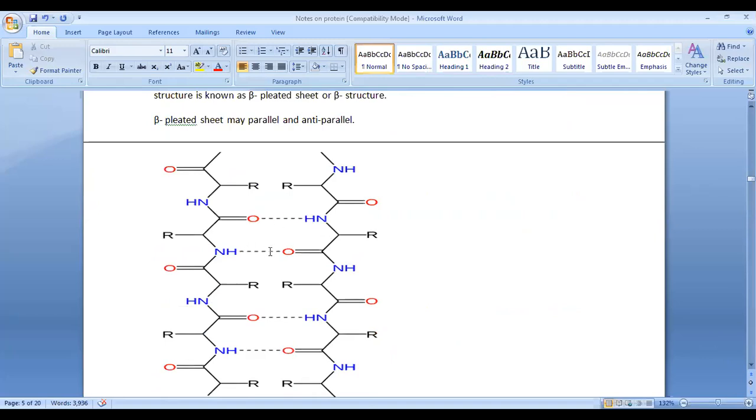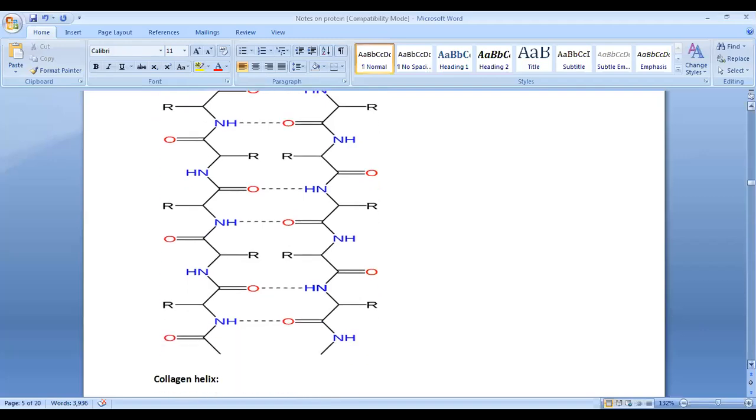There is a hydrogen bond. So this is why it is known as beta pleated sheet. Clear? This is beta pleated sheet.